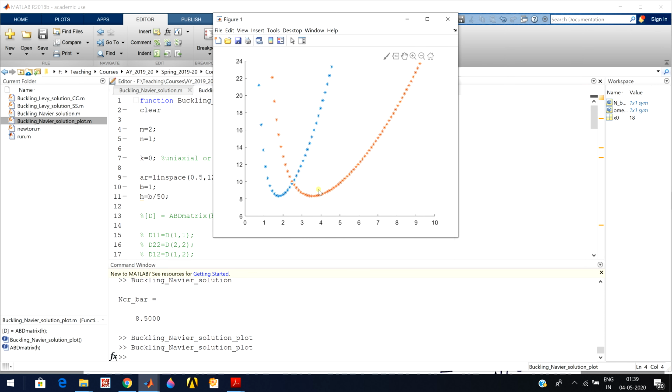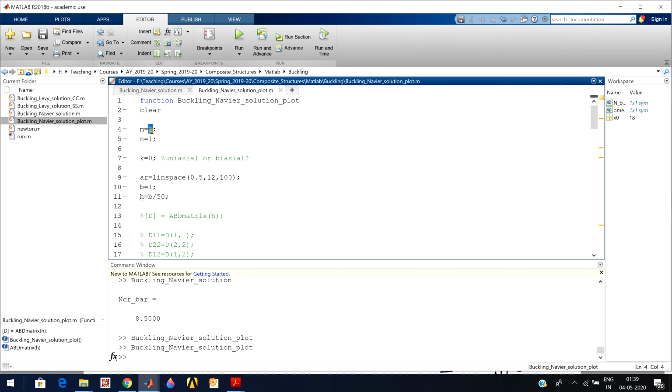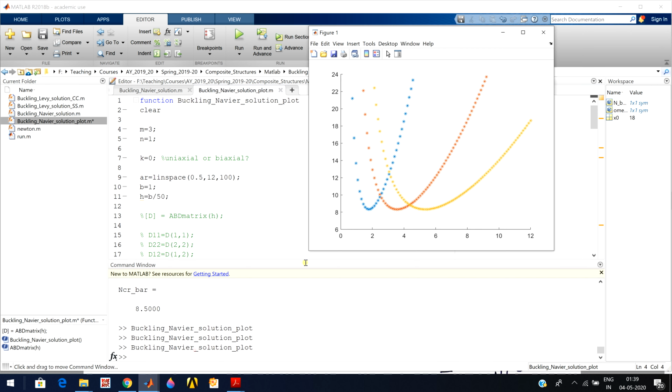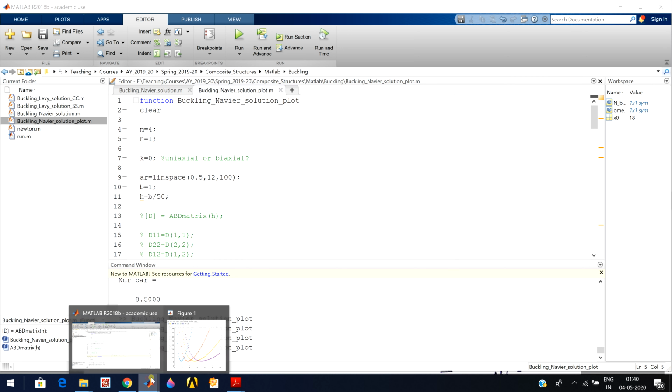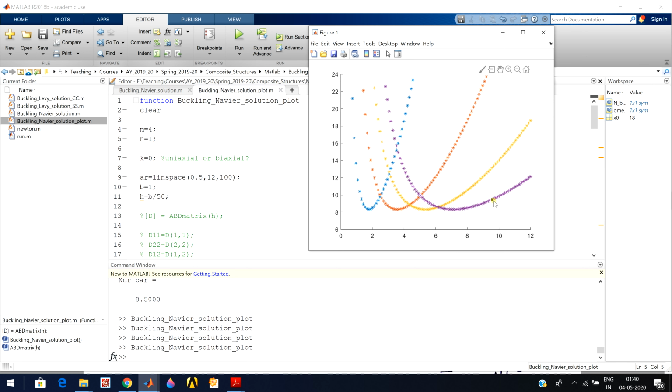We have got this curve, which is shown using orange color. So this is the second curve, and it is for m is equal to 2. You can see how it is changing. So let us change here m is equal to 3 and run. Let me see this curve, and now it is the yellow color, and then m is equal to 4. Again run. Yeah, so this is some purple color.